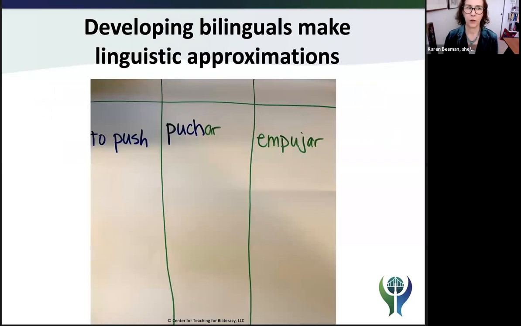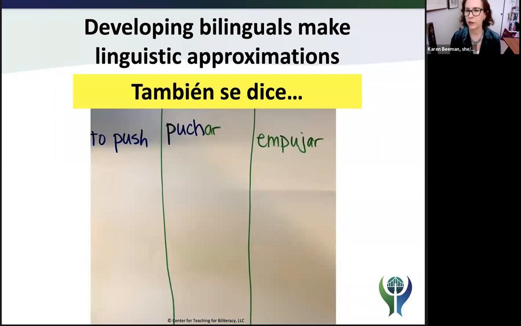One of the things we do is we take these utterances and we unpack them. And the chart that we would use is a chart that says, también se dice. In English, that would mean it is also said this way. And so instead of looking at students as low in both languages, which comes from the monolingual perspective, we want to use a multilingual perspective and convey también se dice. So we never reject, we always accept what students say, but we use it.